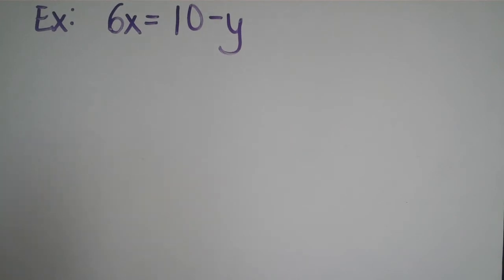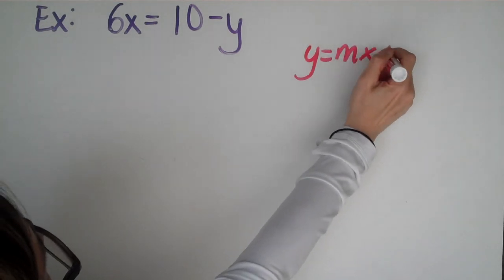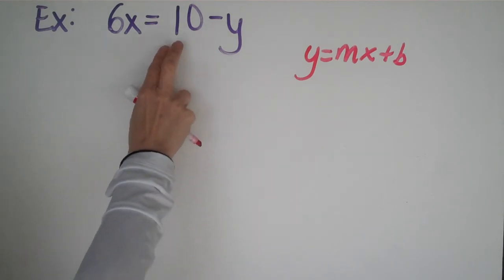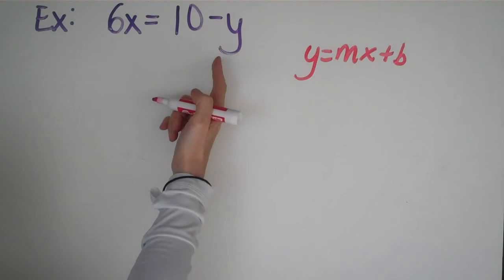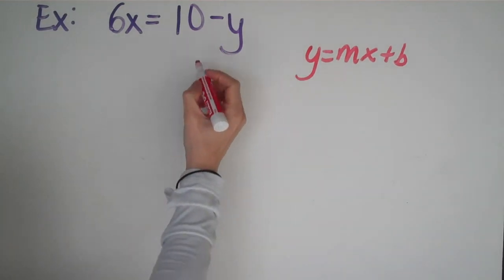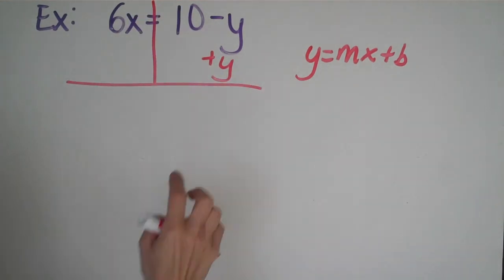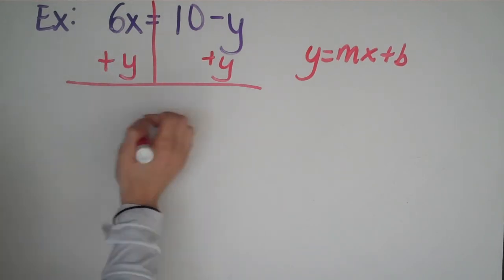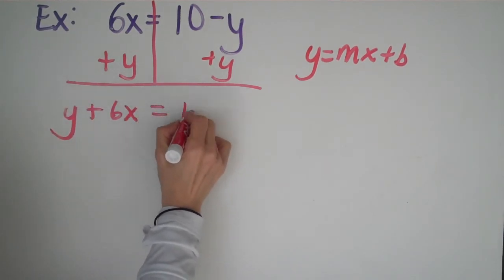Okay, 6x equals 10 minus y. Again, the format we're looking at is y equals mx plus b. We want it to look like that. We see the y is over here, and we have to think about a strategy for getting everything moved over. Let's move the y to the left side, because that's where it wants to be, right? So if we add the y here, remember, you have the t, you're going to add the y here and add the y here. And then we'll put the y first because we know the y should go first. Y plus 6x equals 10.